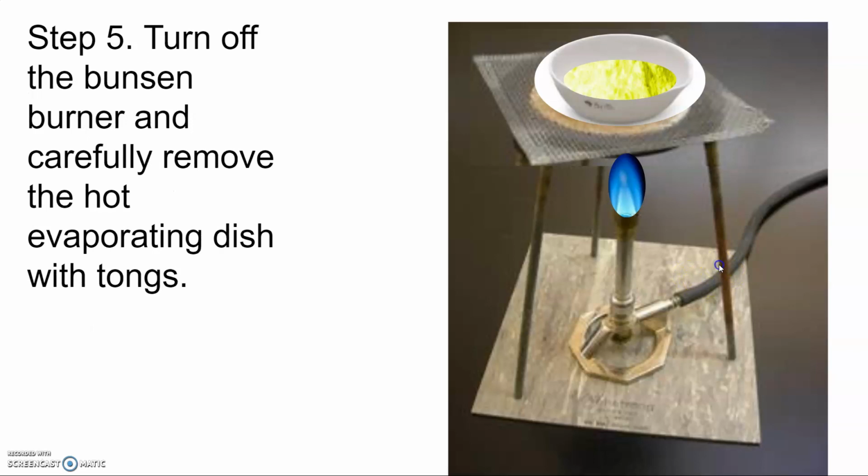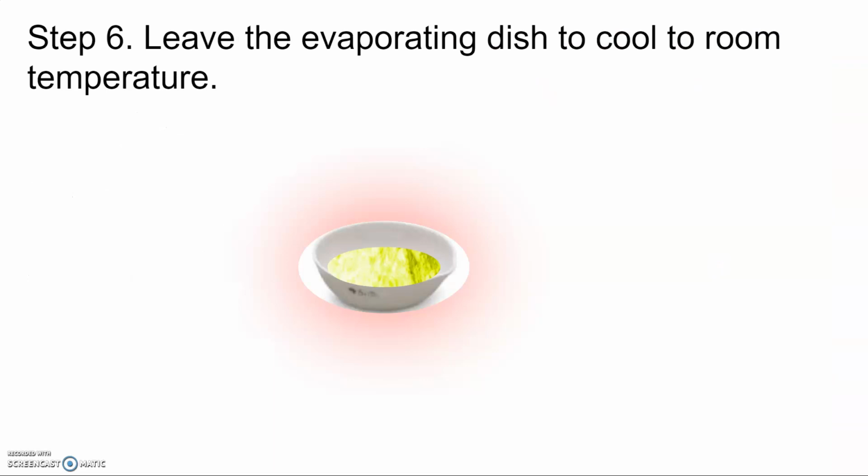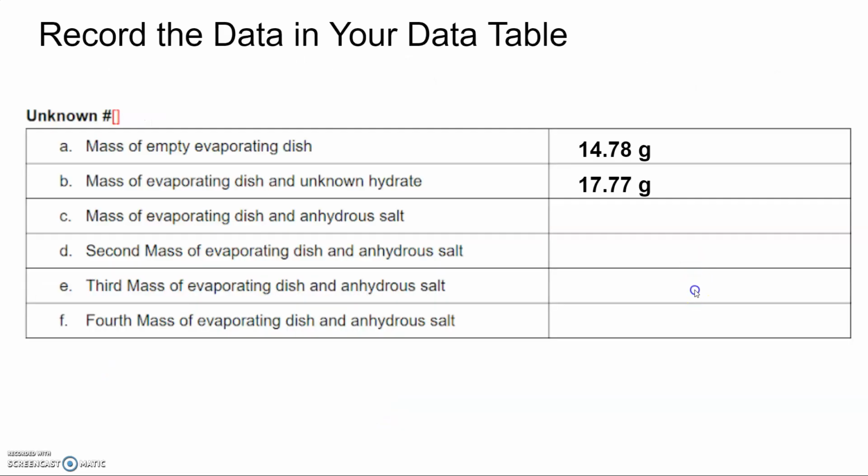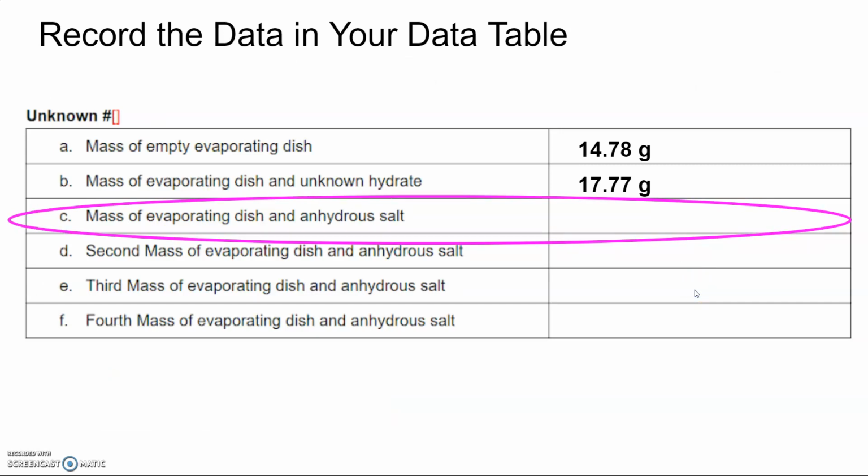So let's go ahead and turn our Bunsen burner off. And since this is hot, we're going to carefully remove this with tongs. And then we need to let it cool down to room temperature. All right, once it's cool, we're going to put it on top of the scale to reweigh it. So this will be the mass of our evaporating dish and our anhydrous salt. We got 17.56 grams for this, and we're going to record that value in the table here.